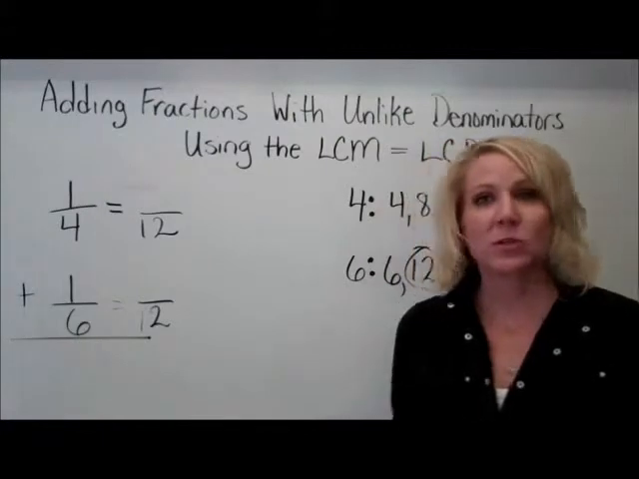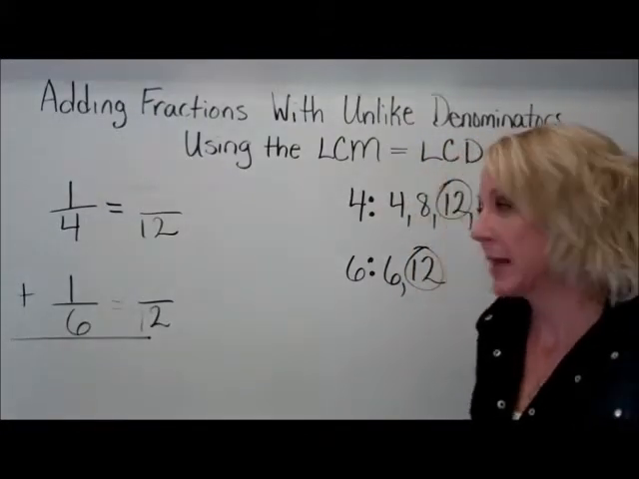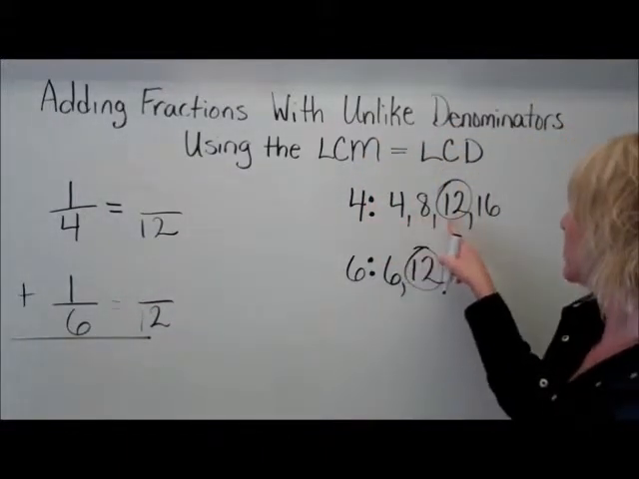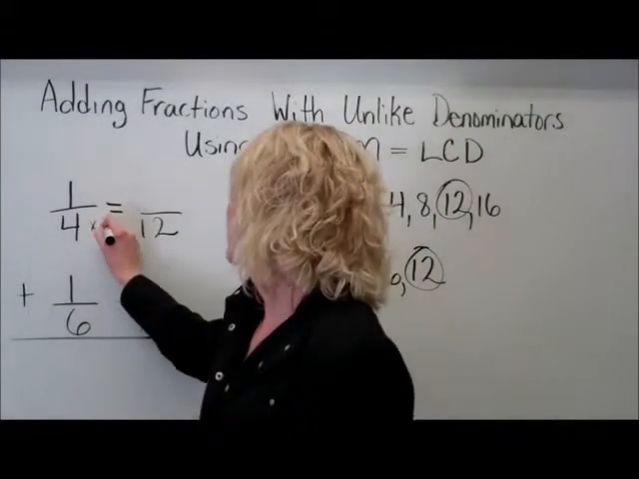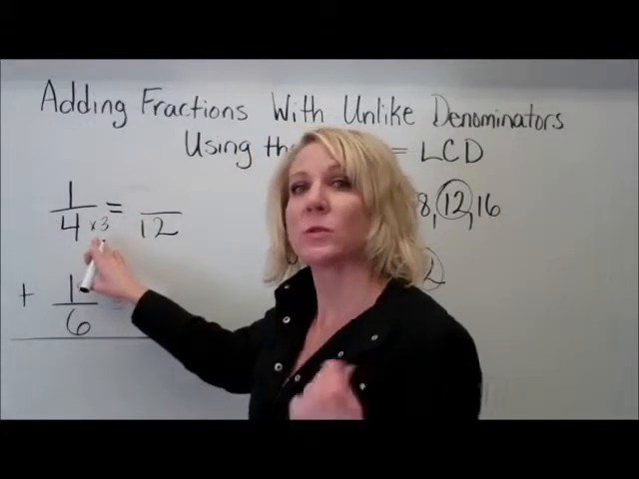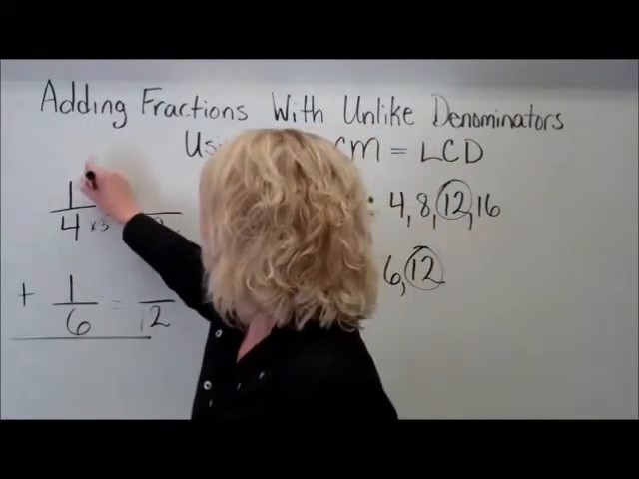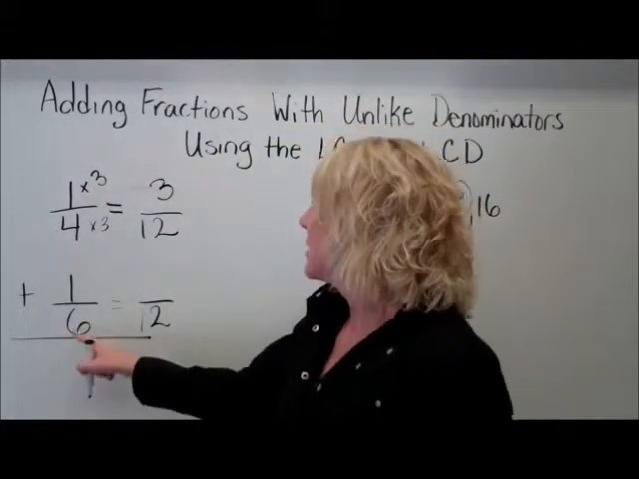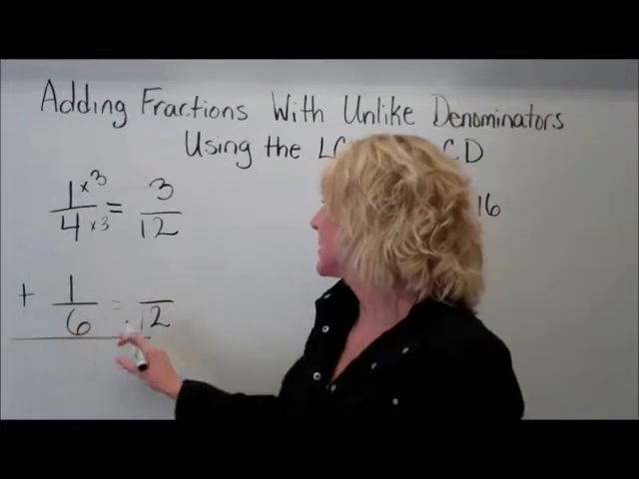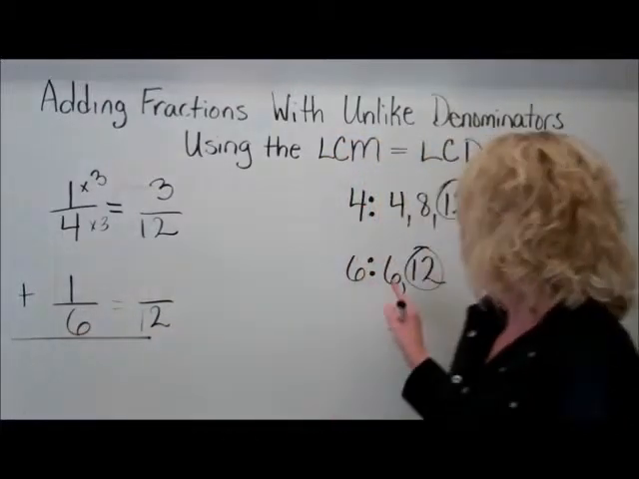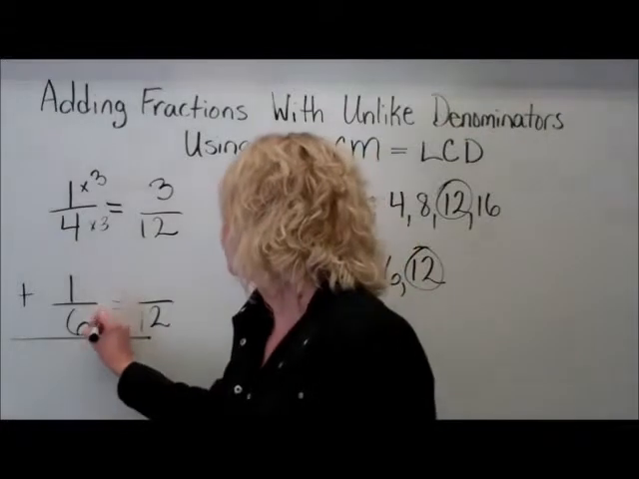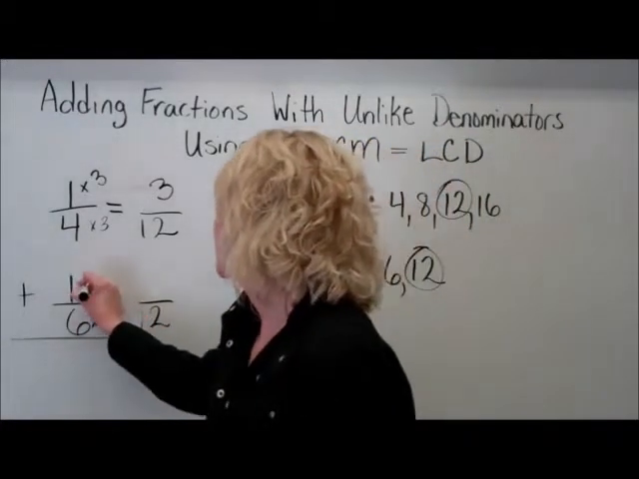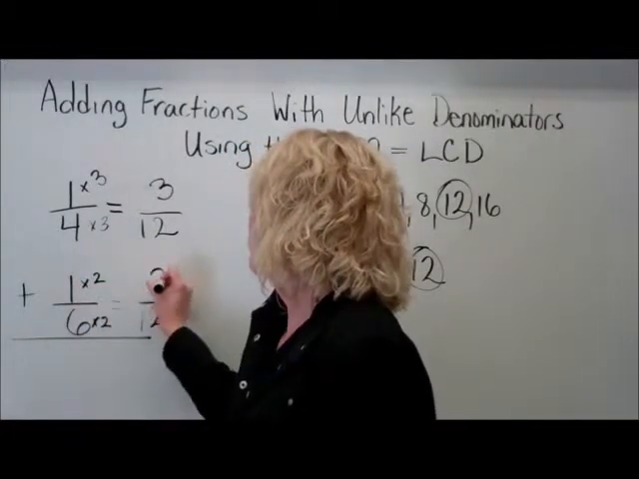And then we simply use what we know about equivalent fractions again. 4 times what number gave us 12? 4 times 1, 2, 3. So 4 times 3. So whatever we do to the denominator, we do the same operation to the numerator. So we do 1 times 3. 1 times 3 is 3. Again, with our other fraction, we figure out 6 times what number gives us 12? It's 1, 2. 6 times 2. So whatever we do to the denominator, we do the same operation to the numerator. 1 times 2 is 2.